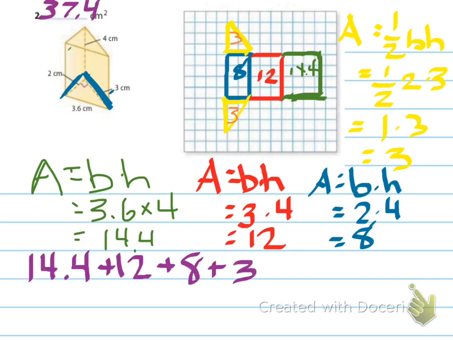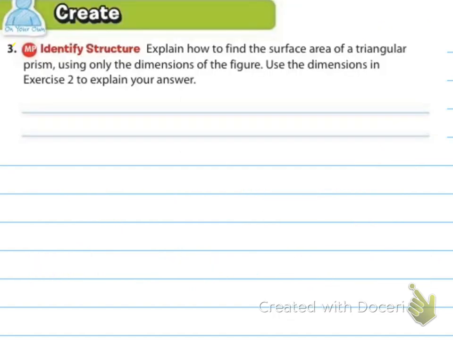Now we're going to add all of these together. All right, and I get my total as 37.4 centimeters squared. So 37.4. So again, I had to just find the area formulas for each of the shapes and then add them all together because this is the surface area. And it is units squared because we're talking about area.